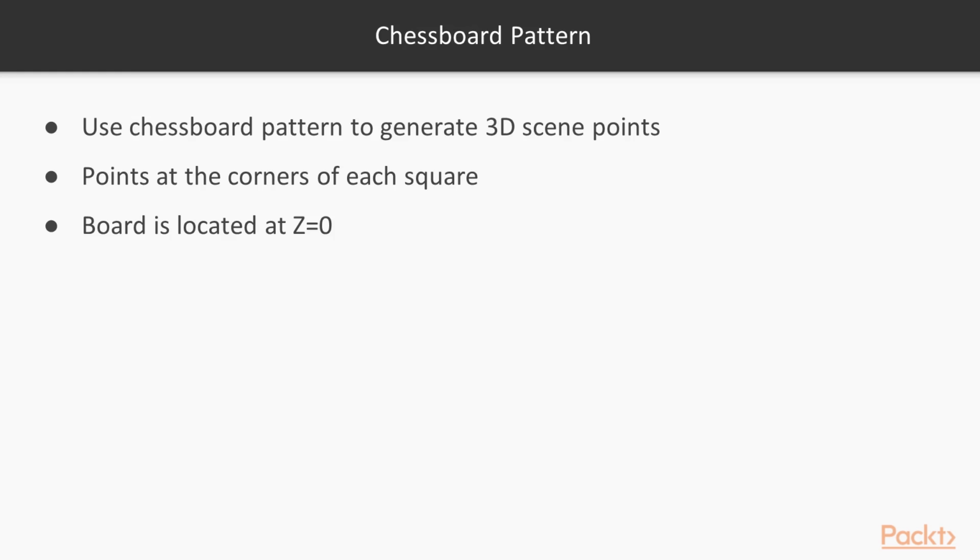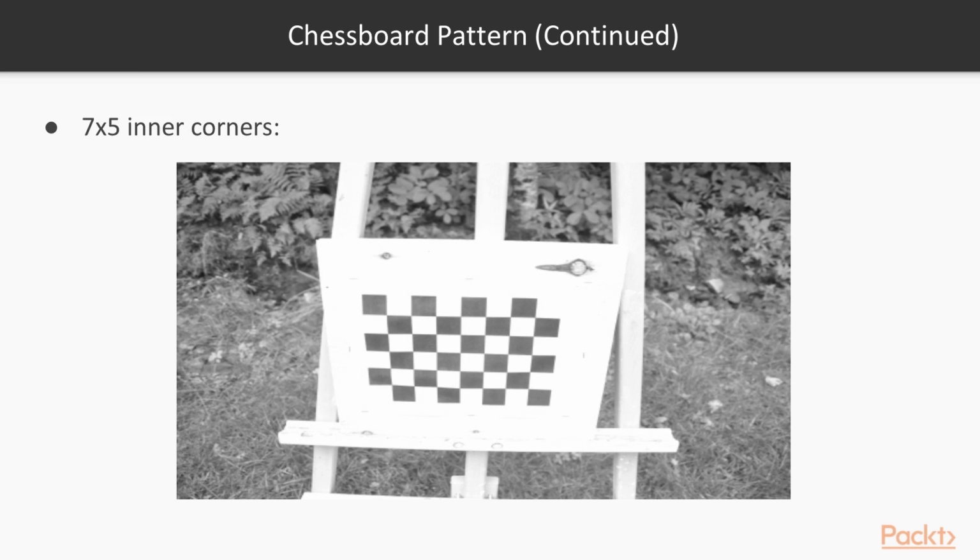OpenCV proposes that you use a chessboard pattern to generate the set of 3D scene points required for calibration. This pattern creates points at the corners of each square, and since this pattern is flat, we can freely assume that the board is located at z equal to 0, with x and y axis well aligned with the grid. So in this case, the calibration process simply consists of showing the chessboard pattern to the camera from different viewpoints.